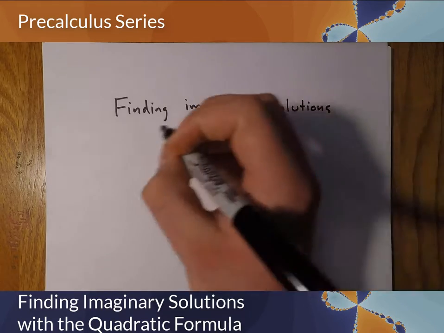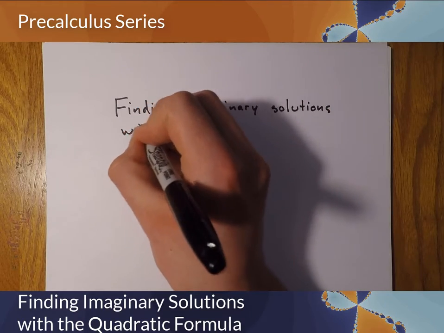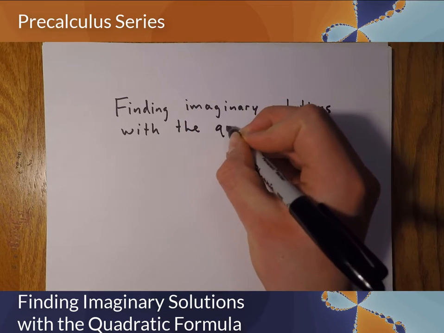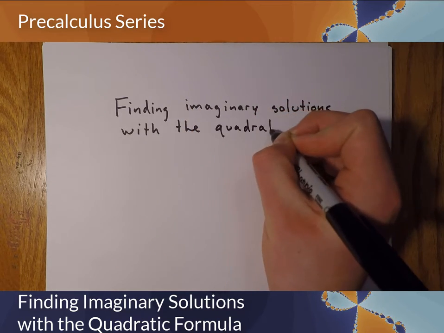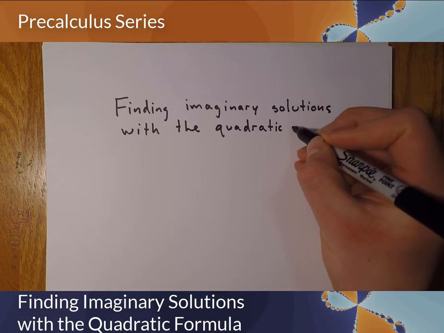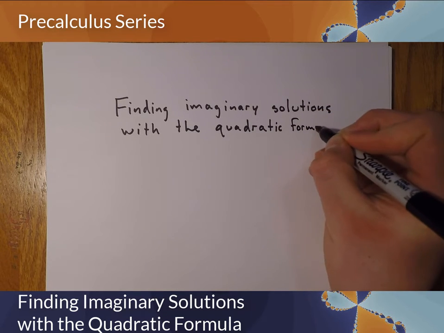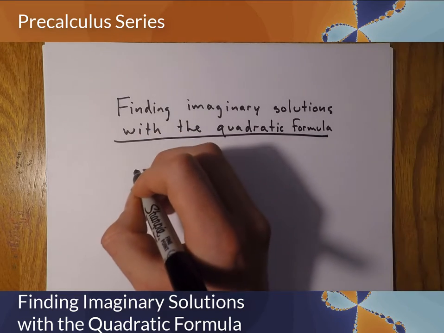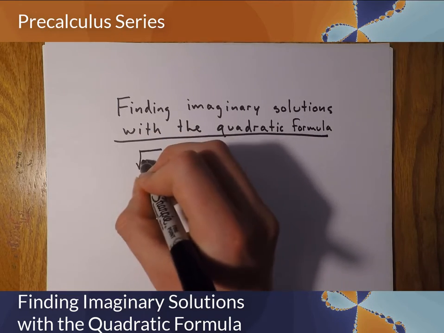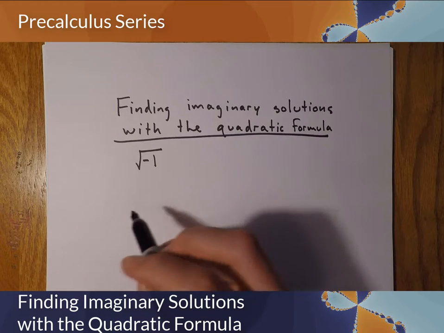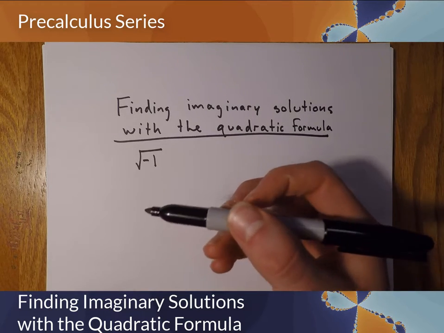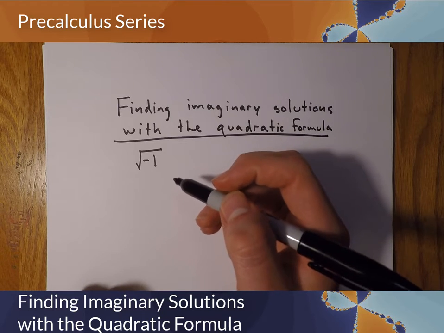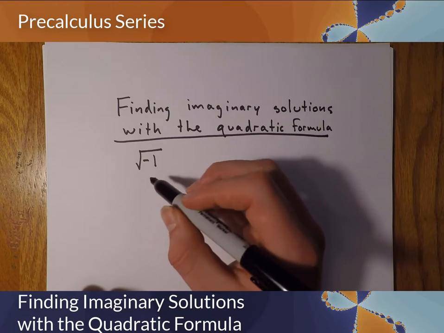Alright, so today we're going to be finding imaginary solutions with the quadratic formula. Now, before I go into how to do this, I just want to give a brief review of what imaginary numbers really are. Alright, so let's start with the square root of -1. Now, the square root of -1 really doesn't exist, and it's what we call an imaginary number.